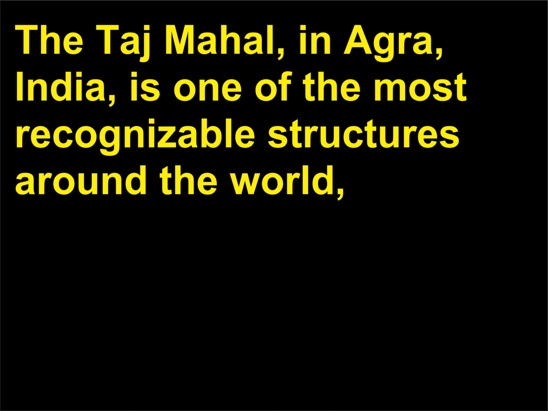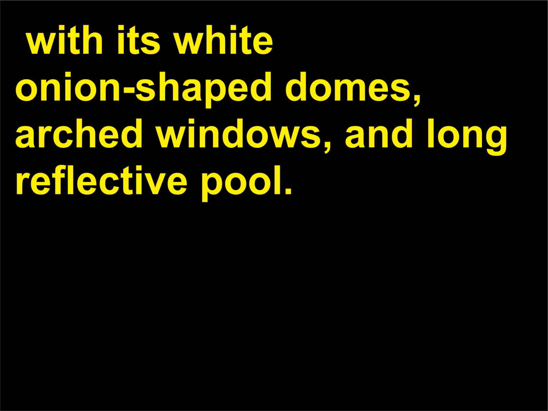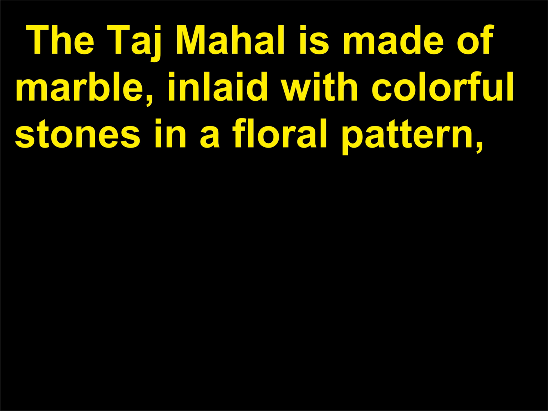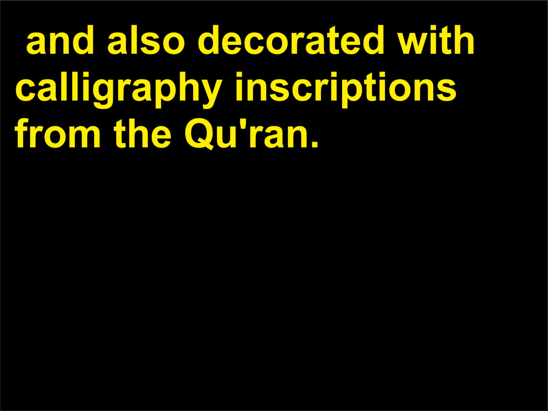The Taj Mahal, in Agra, India, is one of the most recognizable structures around the world, with its white onion-shaped domes, arched windows, and long reflective pool. The Taj Mahal is made of marble, inlaid with colorful stones in a floral pattern, and also decorated with calligraphy inscriptions from the Quran.